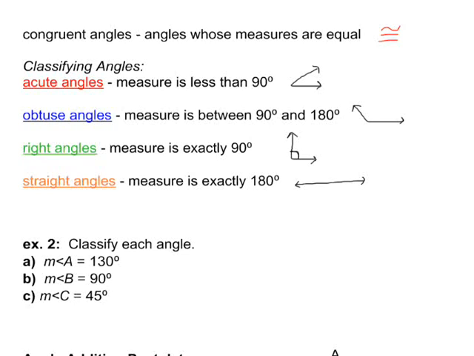So here are some examples of your classifications. In example 2, I'm going to give you the measurement and we're going to classify what each one is. So if we look at our A example here, it says that measure A is equal to 130 degrees. According to my definitions, 130 fits between 90 and 180, so that means that A is obtuse.